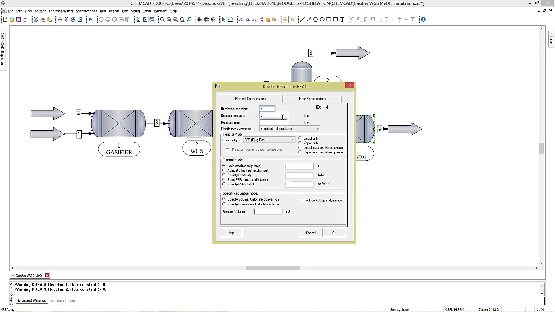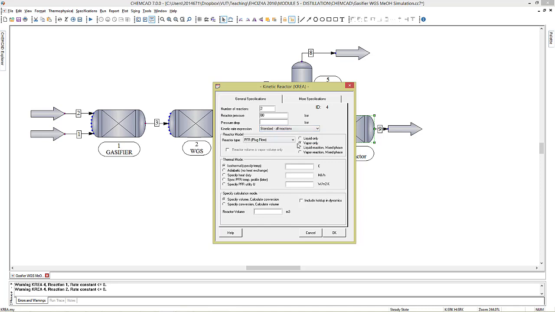The pressure that we will use for my data will be 80 bar. The pressure drop I would leave blank for now, but remember that there's a pressure drop for every reactor. For every unit that you need to do, there needs to be a pressure drop. At this point, it's not important for my simulation, so I'm going to leave it out. The kinetic rate expression, if you click this, tells you that you can use the standard one that is built in, or you can use Excel VB to program your own, or you can define it for each reaction. We said we will be using the standard one that is built in Chemcad.